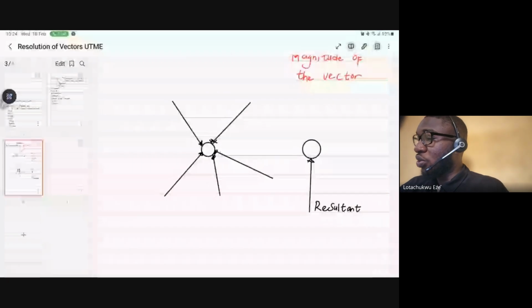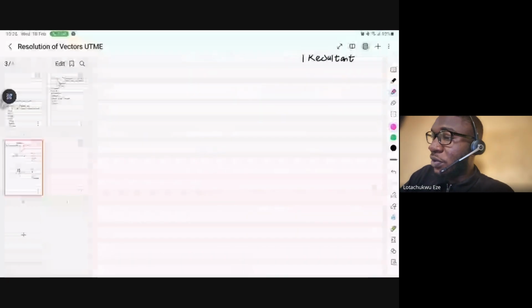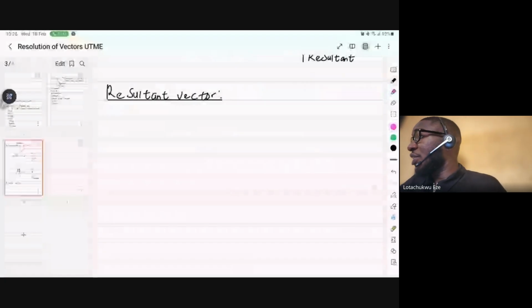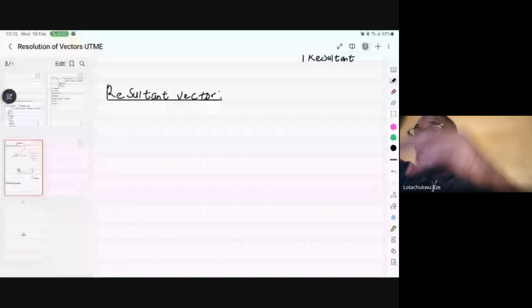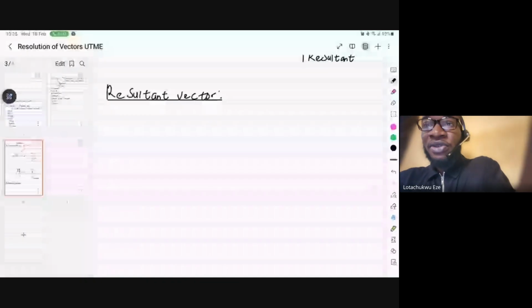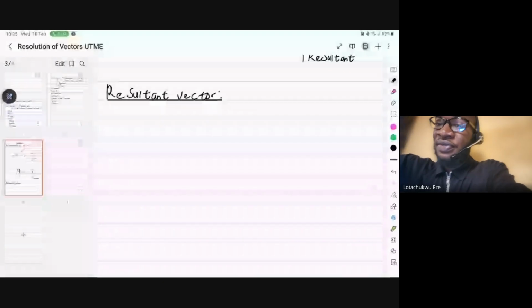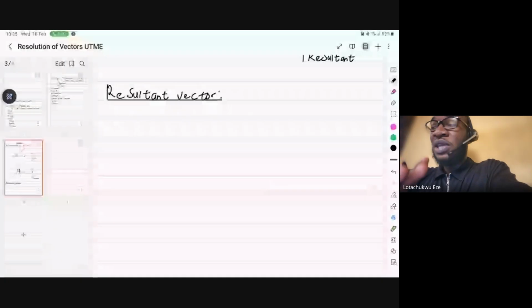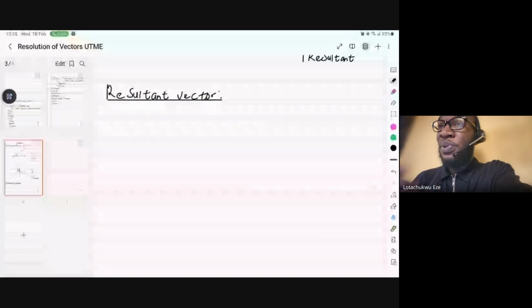But before then, let's understand what we mean by a resultant vector. So let's quickly put down resultant vector. Now, in your own terms, you can define a resultant vector because I've explained the concept and what it entails. But for some of us that might not have gotten the concept, let me quickly run through that as well. A resultant vector is the resolution or combination of two or more vectors into a single vector. So you can put it down right away.